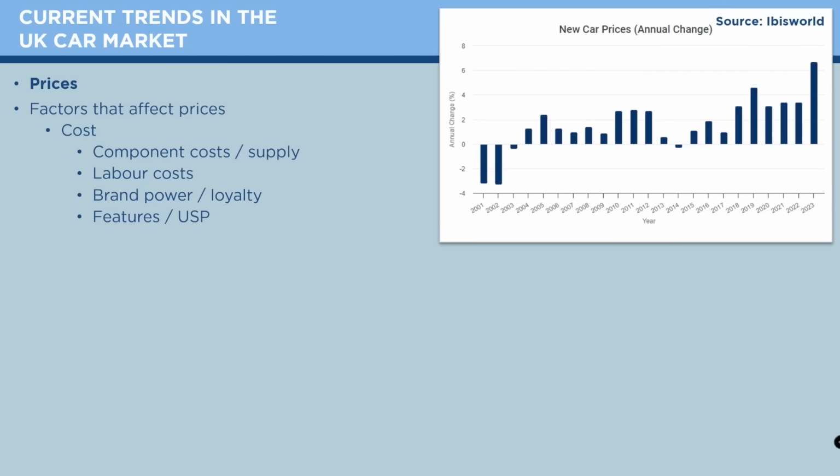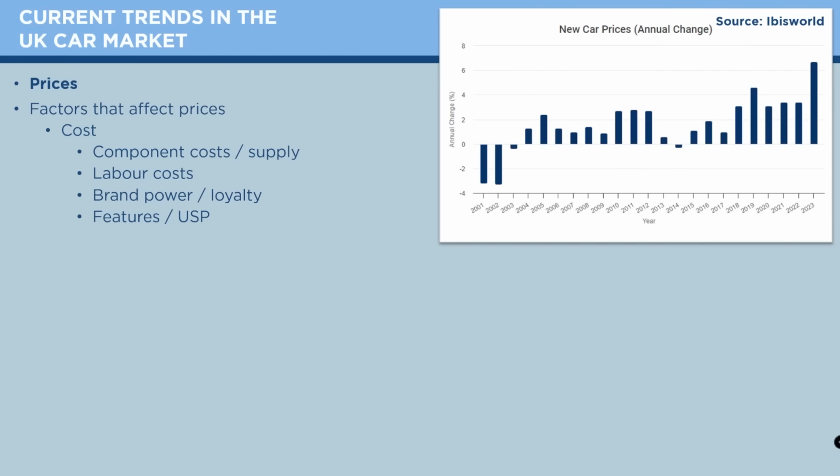And there's a few factors that will affect the price of a new car. These are the costs first and foremost, so the component costs, the supply of components. We will talk about the supply of components in a later bullet point. Labor costs is a big factor. Brand power and loyalty: obviously, some car brands are highly differentiated, high luxury cars, and so their price will be determined by their brand and the loyalty to those brands. And also their features, whether these cars have unique selling points, whether that's through design or performance. There's a variety of factors that might potentially impact on the price that they set.